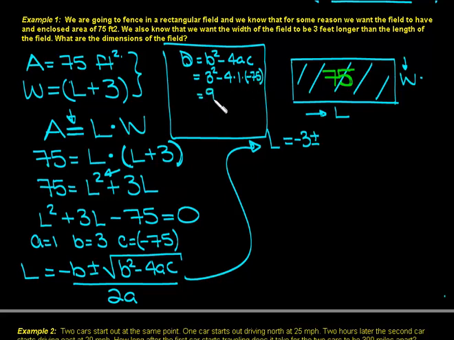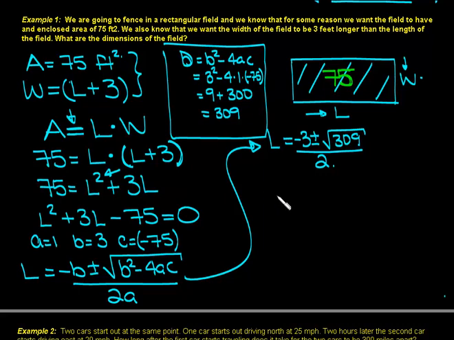So we get 9 minus, well, plus, okay, we get 300. So we end up with 309, which you know is not a perfect square. That's why we could not factor this. So in this case, I can just plug it in here, the square root of 309 divided by 2 times A, so that's just 2 because A is 1. And now it's just a matter of plugging it into your calculator to figure out what those values are.